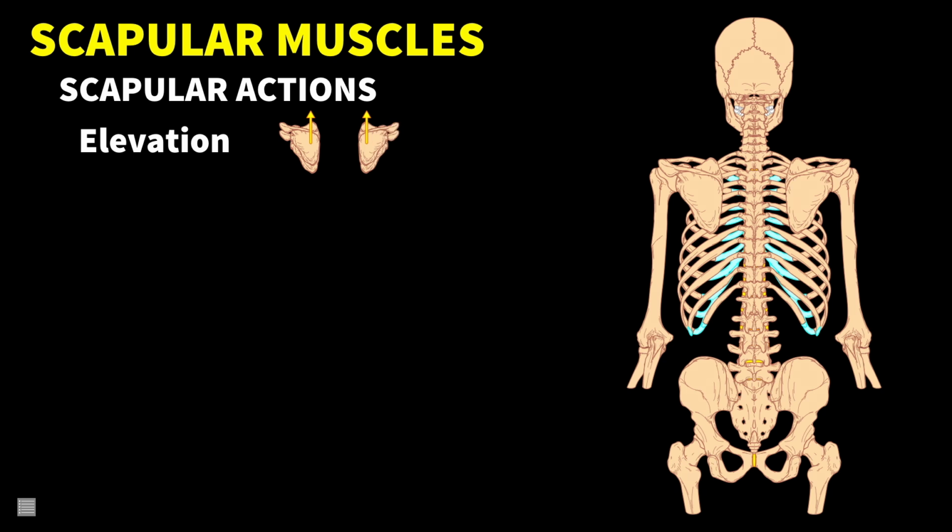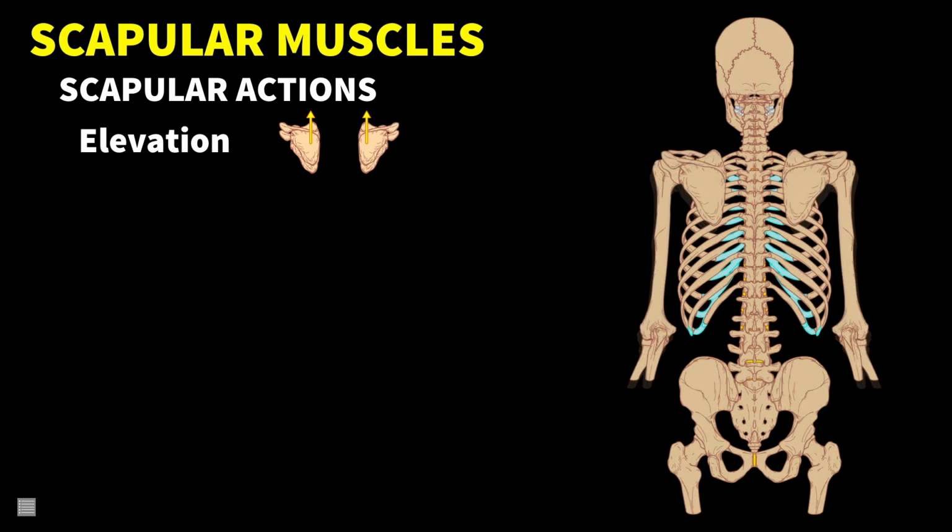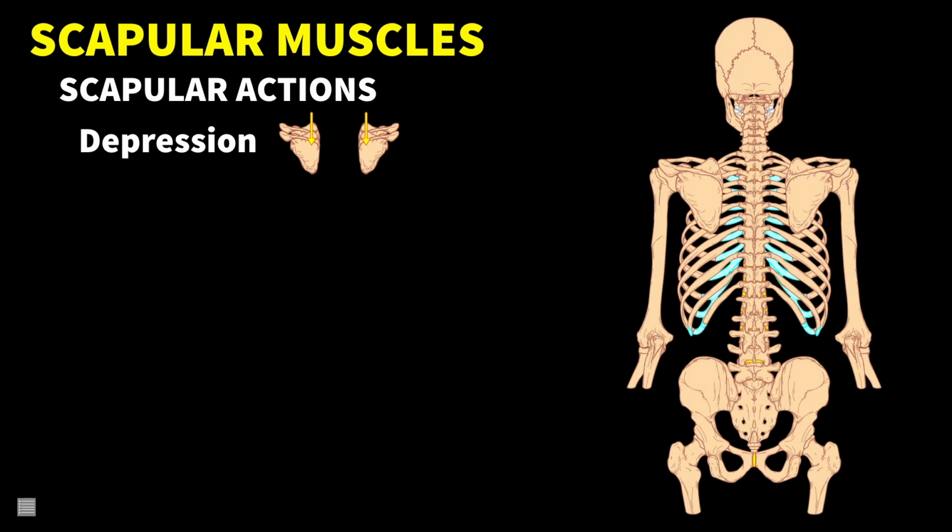Elevation is the upward movement of the scapulae, as in hunching your shoulders by raising both scapulae upward. Depression is the opposite of elevation. When you relax the muscles that elevate the scapulae, then the scapulae fall back to their normal position via depression.